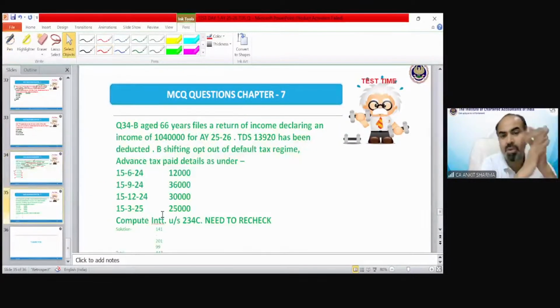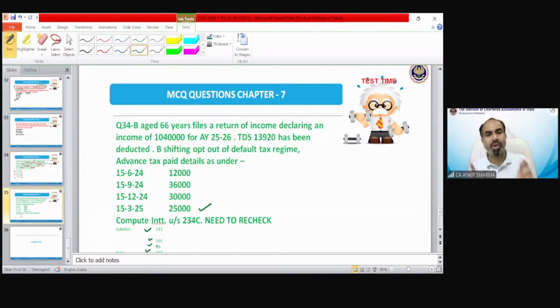In the same way, question number 34 is a combined question of advance tax and interest under section 234B. I have also mentioned the interest on various dates. So you should try yourself. I will upload the detailed answer of this question also. If you are not able to find the correct answer, you can cross-check, and if there is any issue, we will discuss it in the next class.